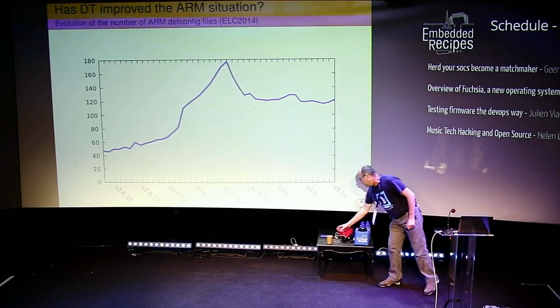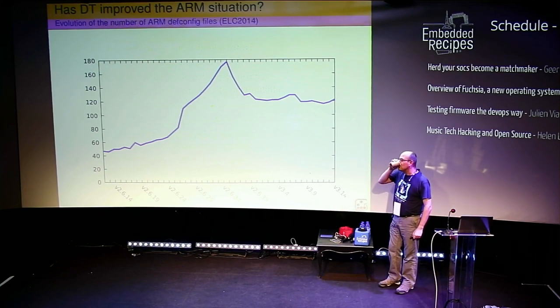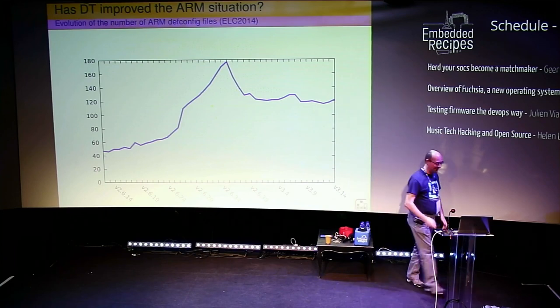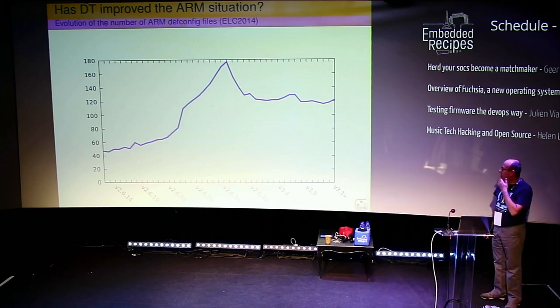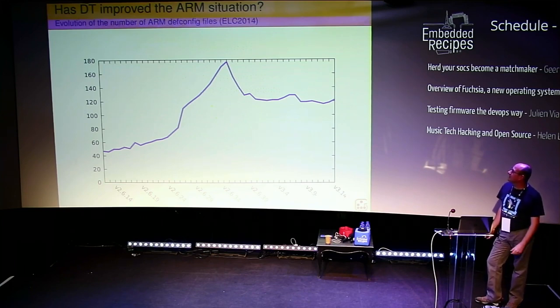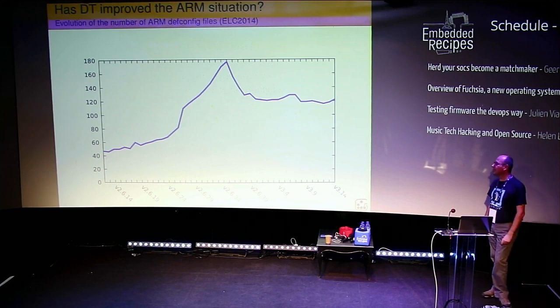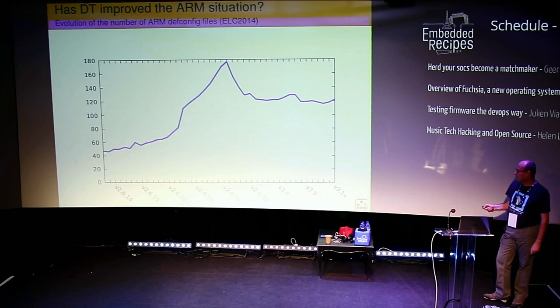Finally, I talked before about Linus Torvalds complaining about the churn in the ARM architecture code support. This is a slide I presented at ELC in my presentation I mentioned before about device trees. It shows the evolution of the number of defconfig files for ARM. You see that there was a sharp rise here, and it was already declining a long time before Linus complained, because about 2010 is somewhere here, I think. But the most important perhaps is that the number was not rising. That was the graph until 2014.